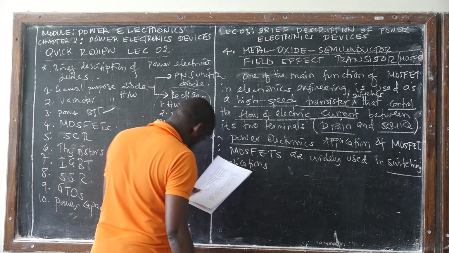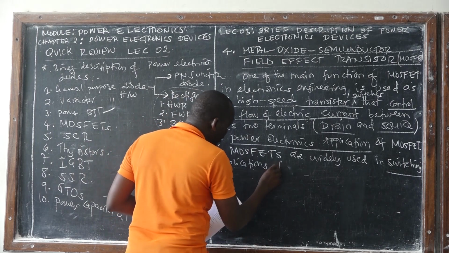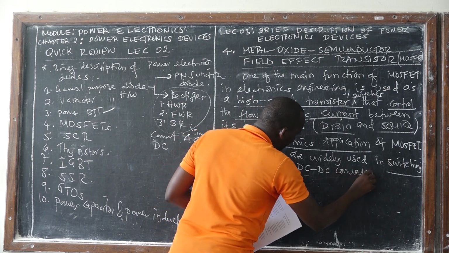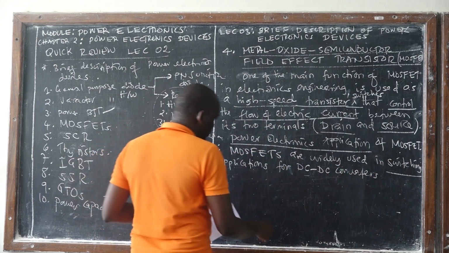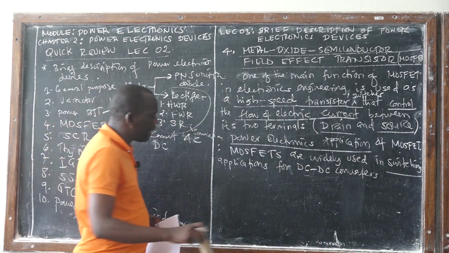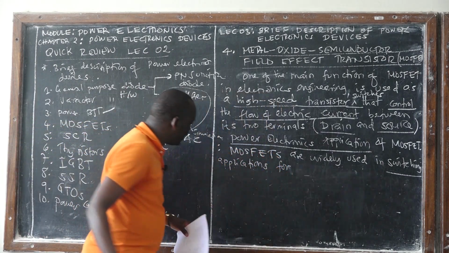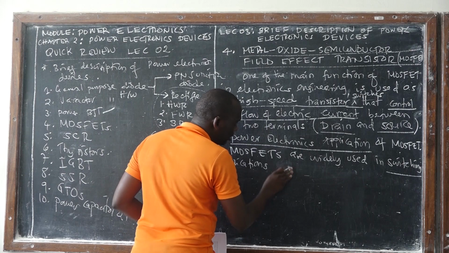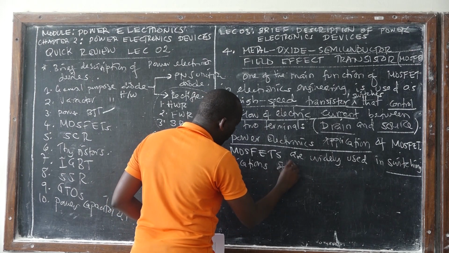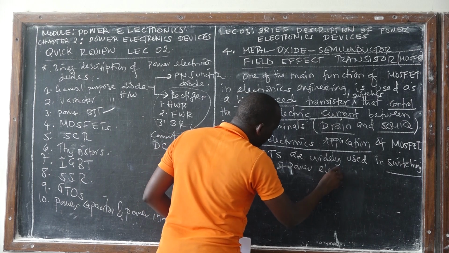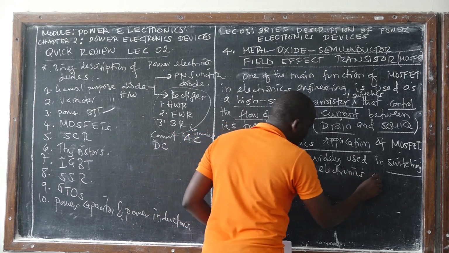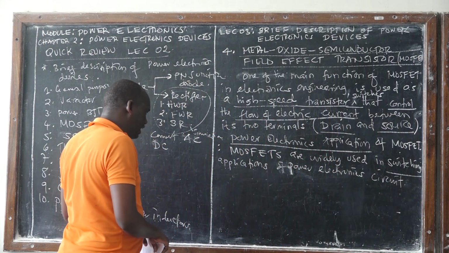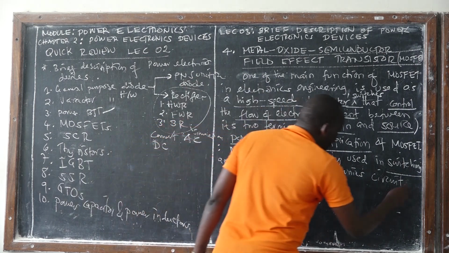MOSFETs are widely used in switching applications for DC to DC converters. So we widely use them in switching applications of power electronic circuits. He said that MOSFETs are widely used in switching applications of power electronic circuits as follows.